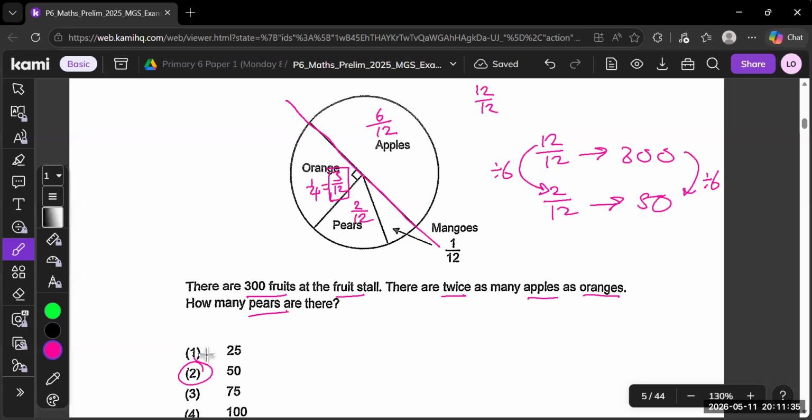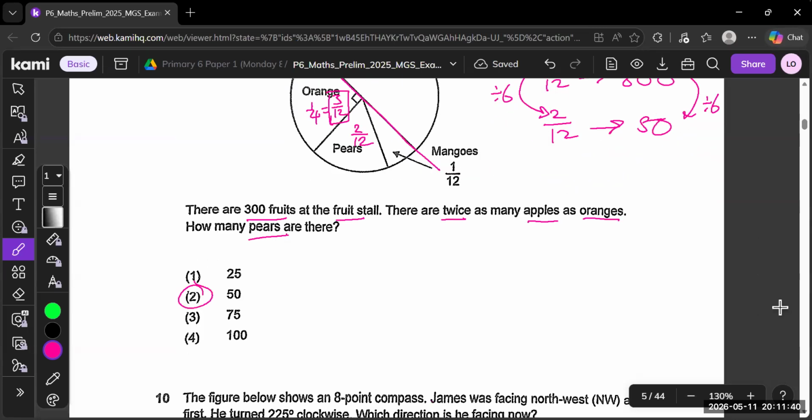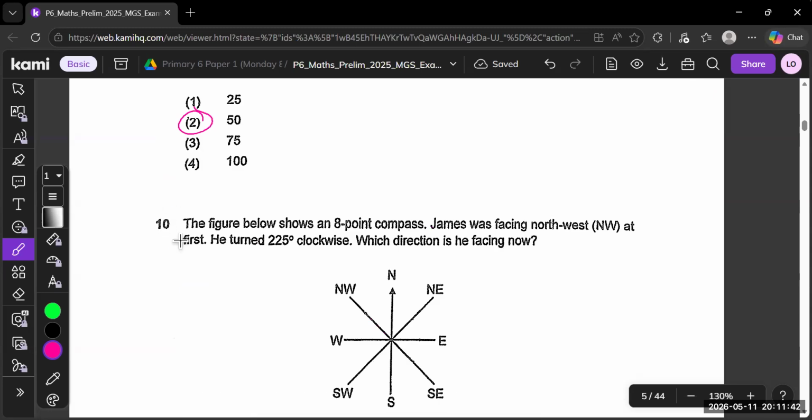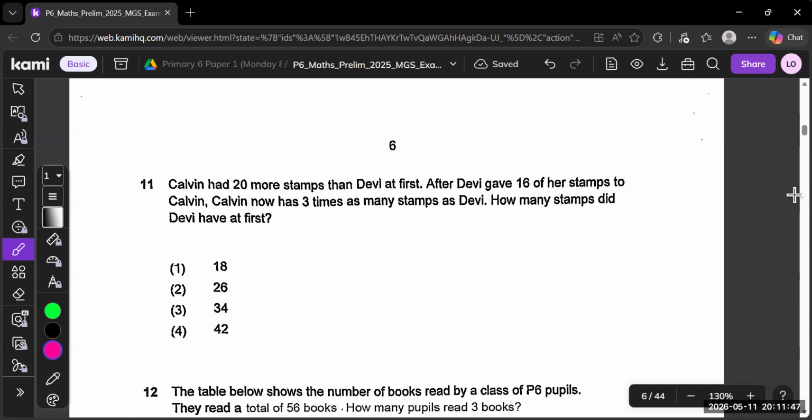Okay. All right, so answer number 2. Okay, no mistake, no questions. Okay, let's move on to the next one. Okay, question 10, we skip, not tested. Okay, let's go to question 11, model drawing. Okay, you have to draw a model for this.